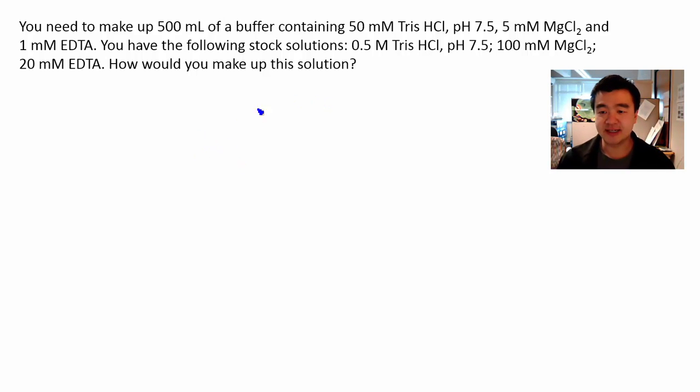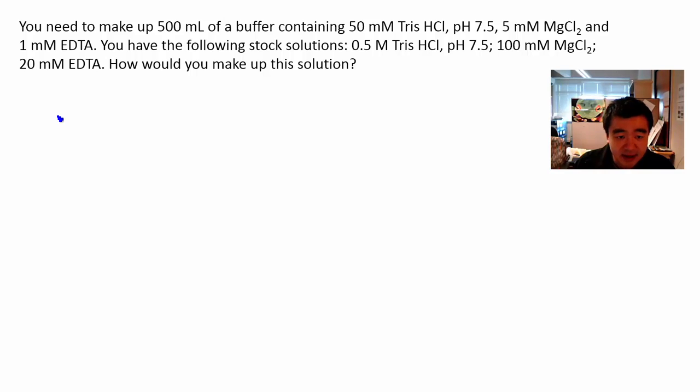Okay, so this question is a little involved. There's a proper way to do it, and then there's a cheating way to do it. Let me show you the proper way first. We need to make up 500 ml of a buffer containing these four stock solutions. Let's just focus on the stock solutions first.